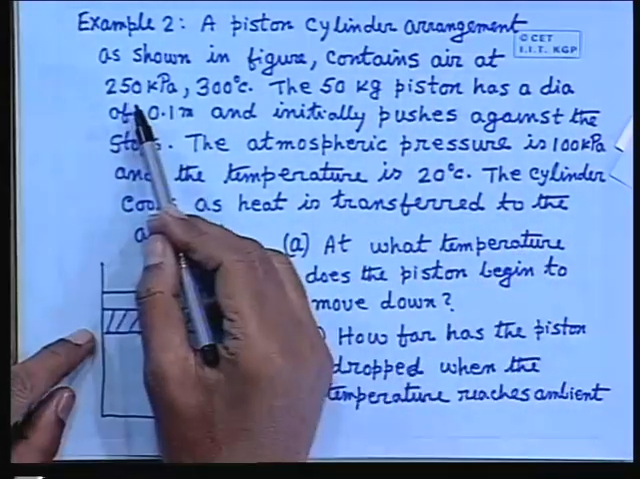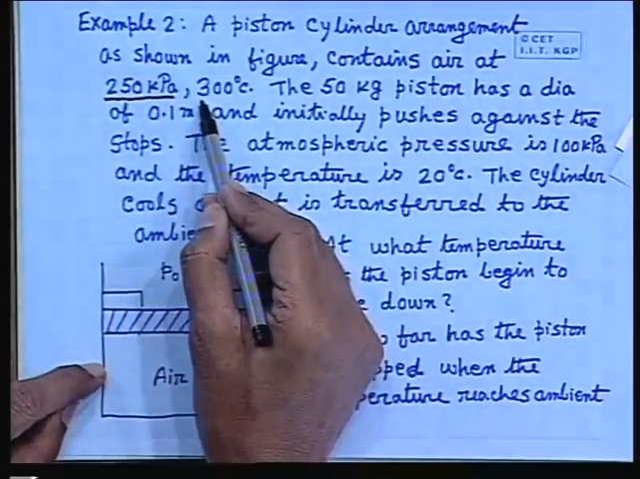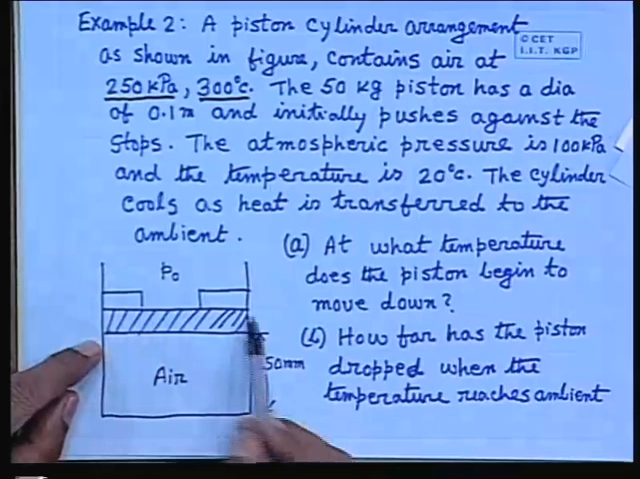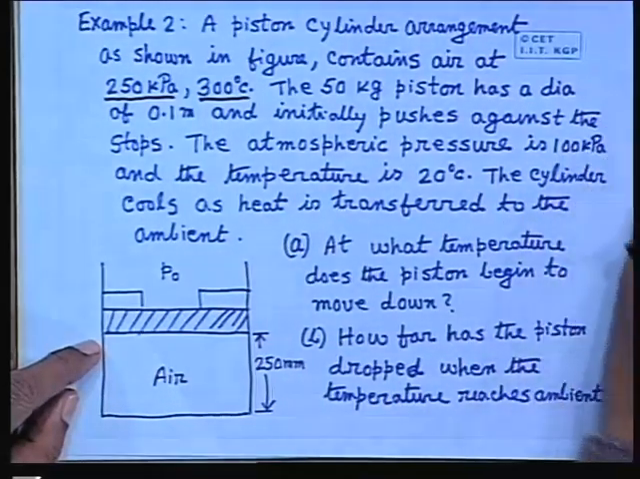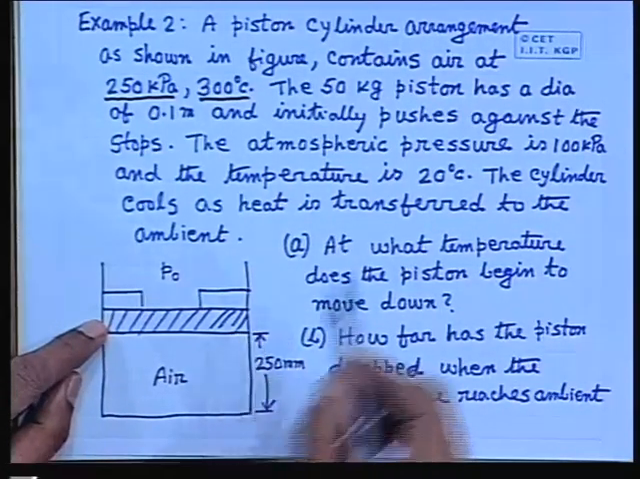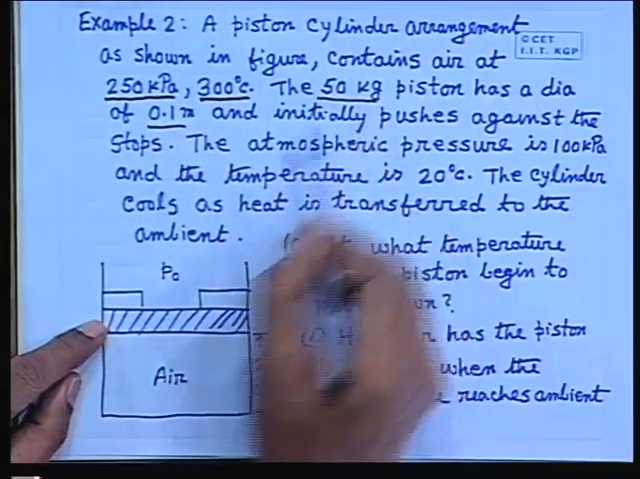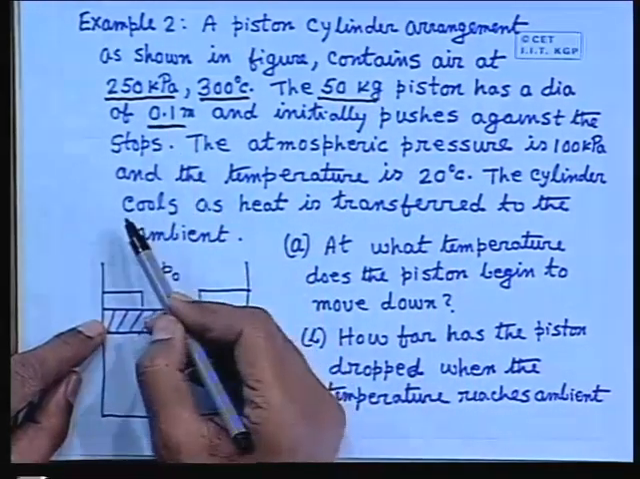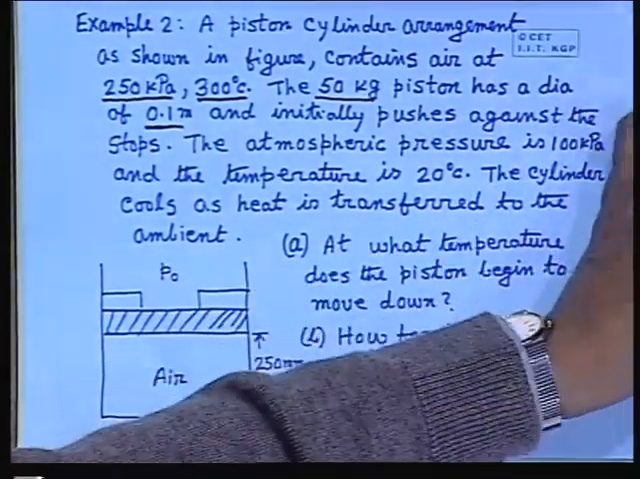The cylinder contains air at 250 kilopascals, that means the initial pressure of the air, and 300 degrees Celsius. This is the piston. The 50 kg piston, that means the weight of the piston, has a diameter of 0.1 meter. This is the weight and this is the diameter. And initially it pushes against the stops.